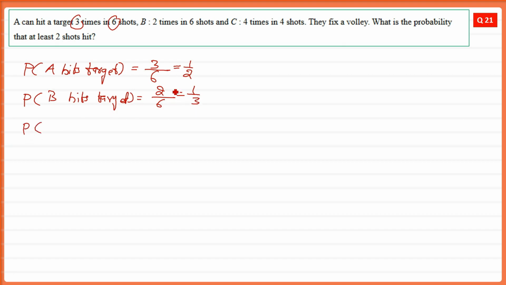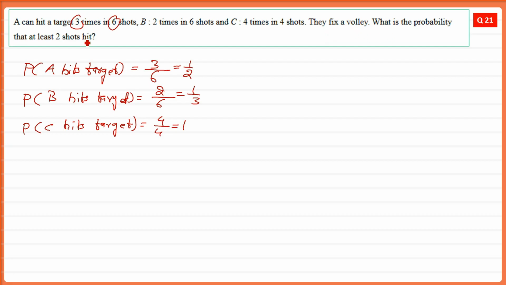Third one is the probability of C hitting the target. When C hits the target, the probability is 1. This will play a very important role when we are solving the numbers. First, we have to devise the formula and expression. So the probability of C hitting is always 1.